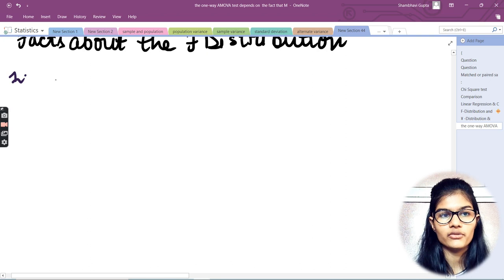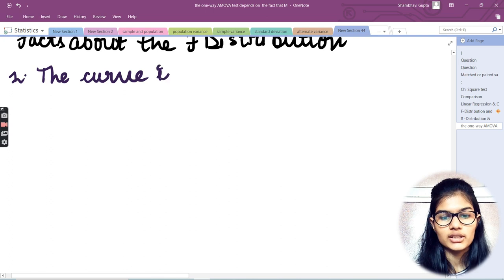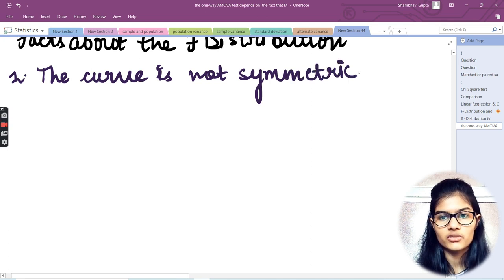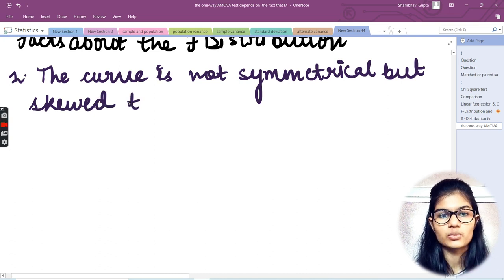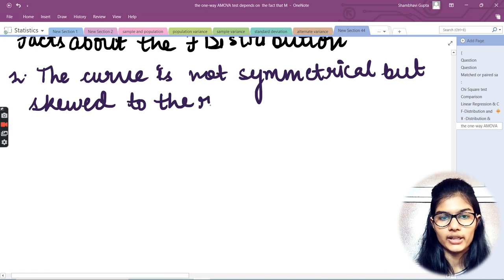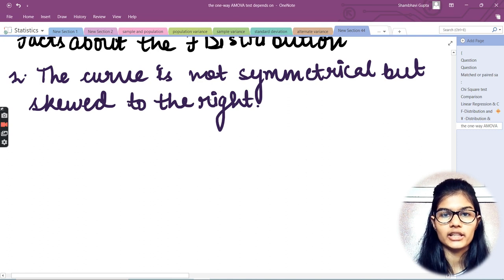So let's start. The very first one is regarding the curve. The curve is not symmetrical, but skewed to the right. So it means that the curve which we have in the F distribution is not symmetrical, but it is skewed towards the right.